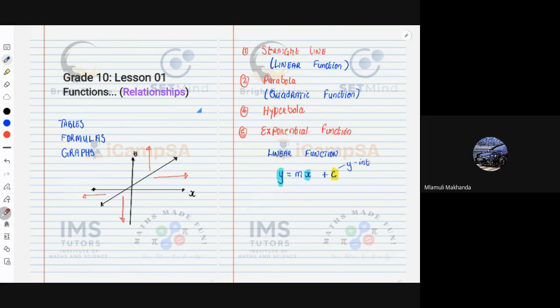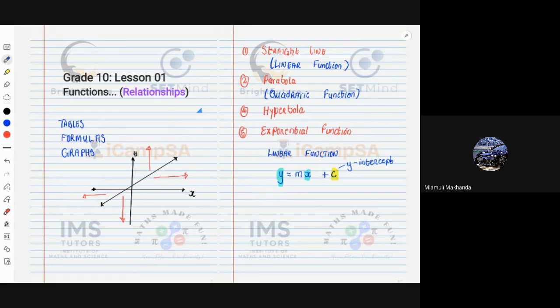Y-intercept. The c represents the y-intercept. So what does that mean? Where the graph of y is equal to mx plus c, the linear graph, where x is equal to 0, that's where we essentially find the y-intercept.